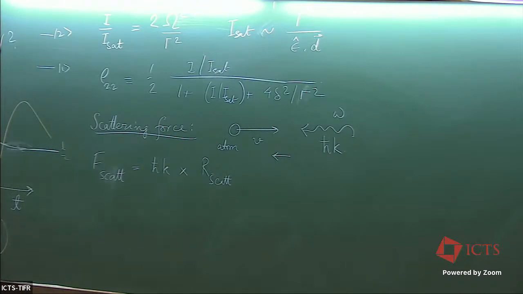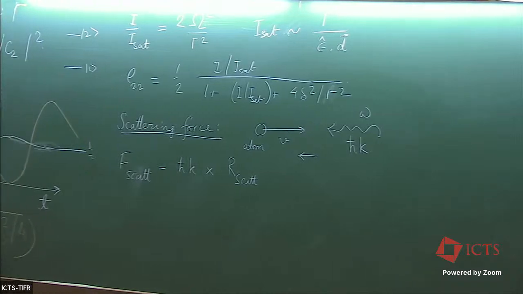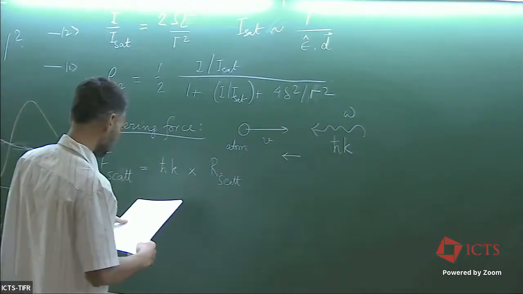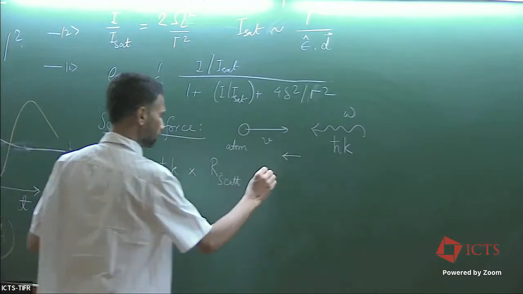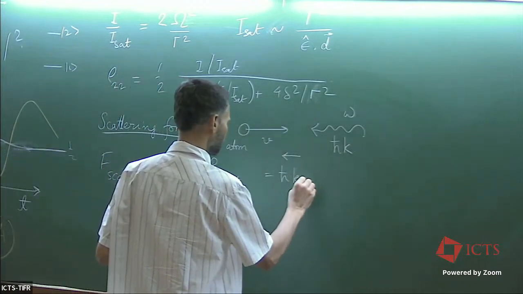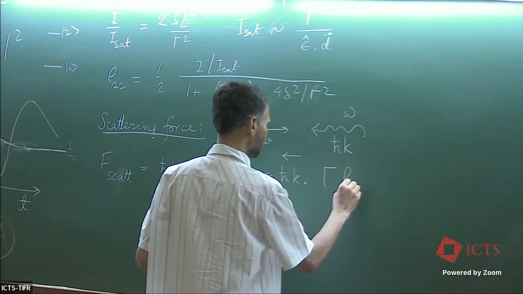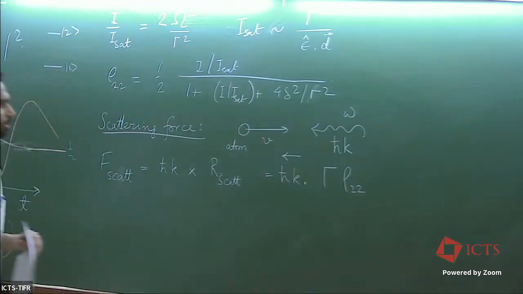So this R scatter, the scattering rate, will clearly depend on what? On gamma, right? And what else will it depend on? It will also depend on the population in state 2. So if I put everything in, this is equal to h bar k into gamma and rho 22. That is the probability that I find the system in state 2.